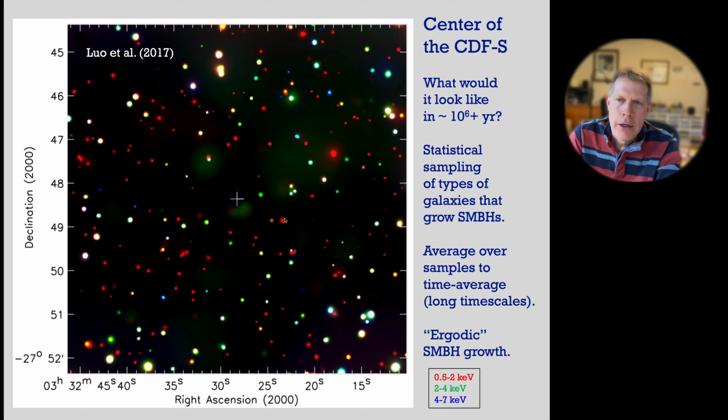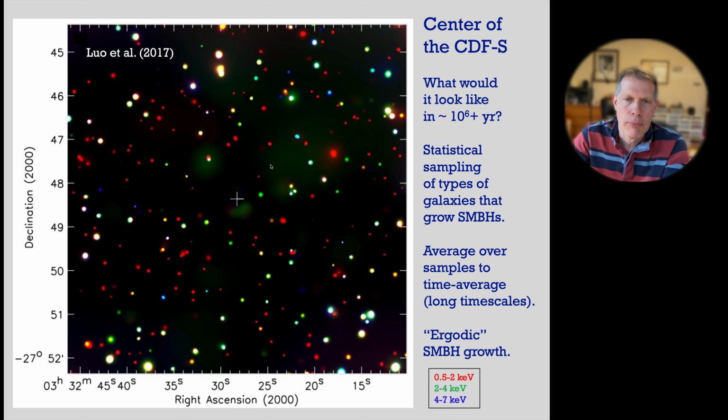Or rather, should the Chandra Deep Field South instead be thought of as a kind of statistical sampling of the types of galaxies that generally are growing their supermassive black holes? Well, given our understanding of AGNs and their variability, and they vary by large amounts over time, we think that this statistical nature of the Chandra Deep Field South experiment is the more appropriate way to think about these data.